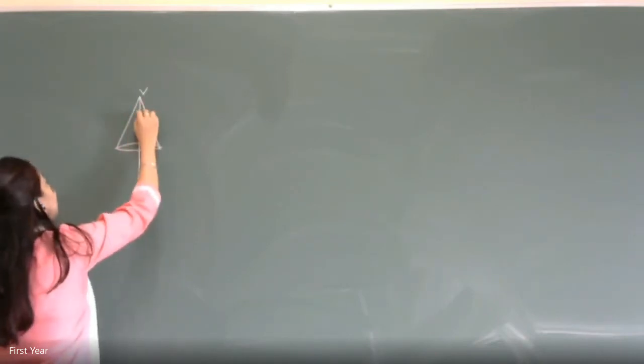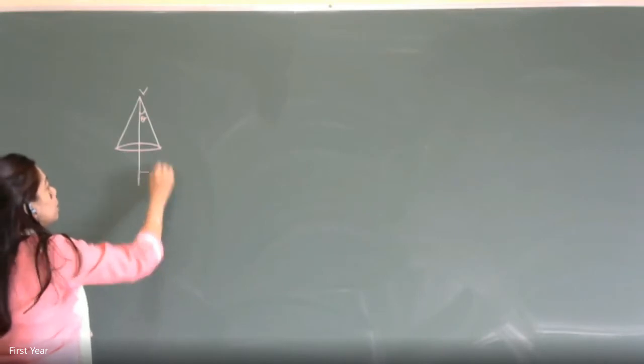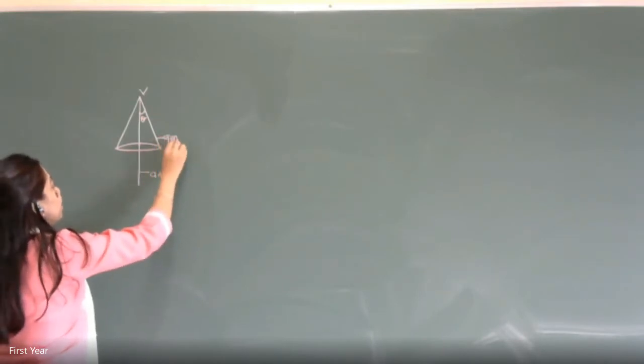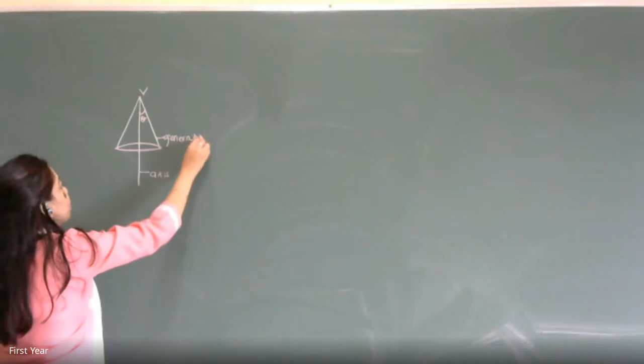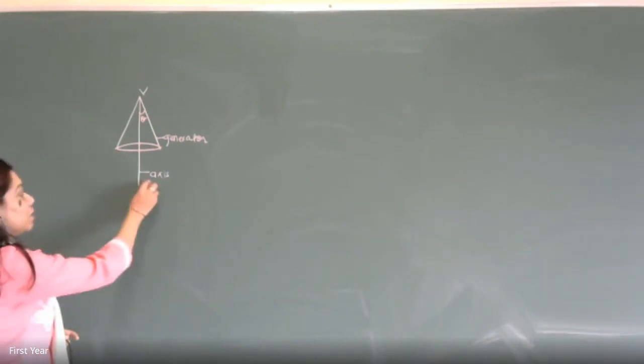Vertex is given to you. This is the theta. This is your axis, and this is the generator. So only one question I have given. Please go through it if you have not gone through it till now. That's an important question. Vertex is given to you, and theta is also given to you. Axis equation also is given to you.